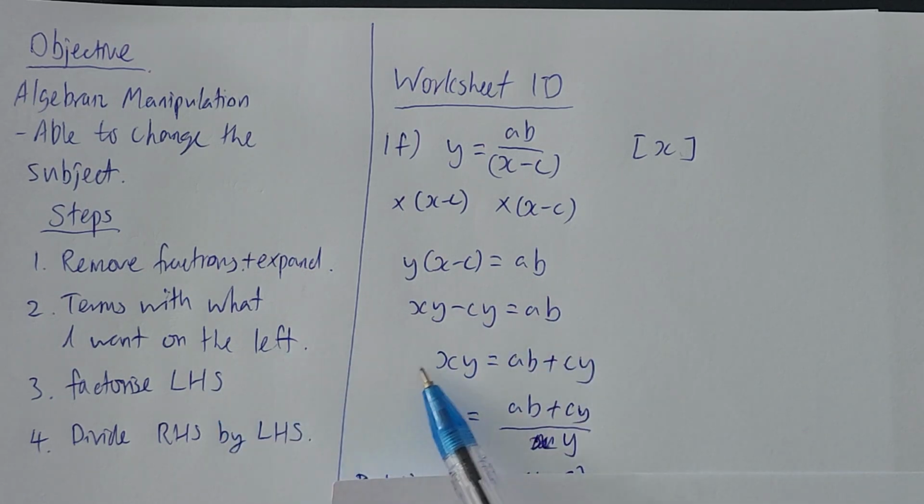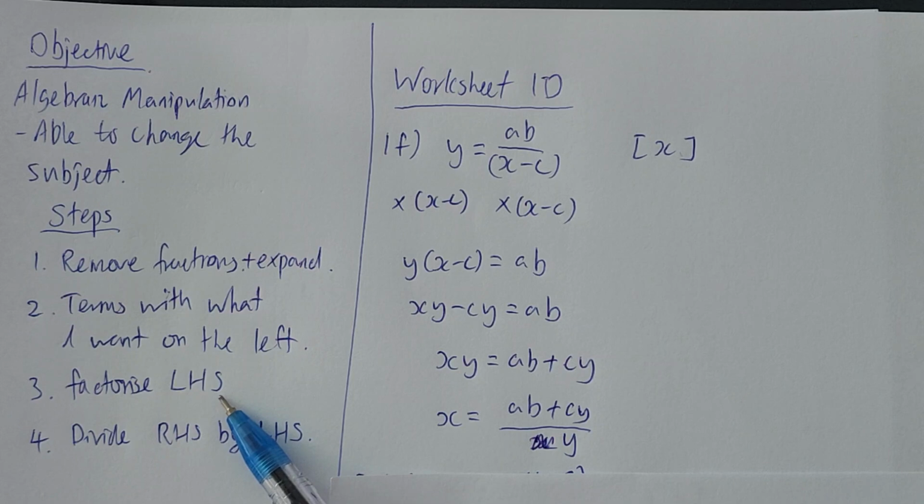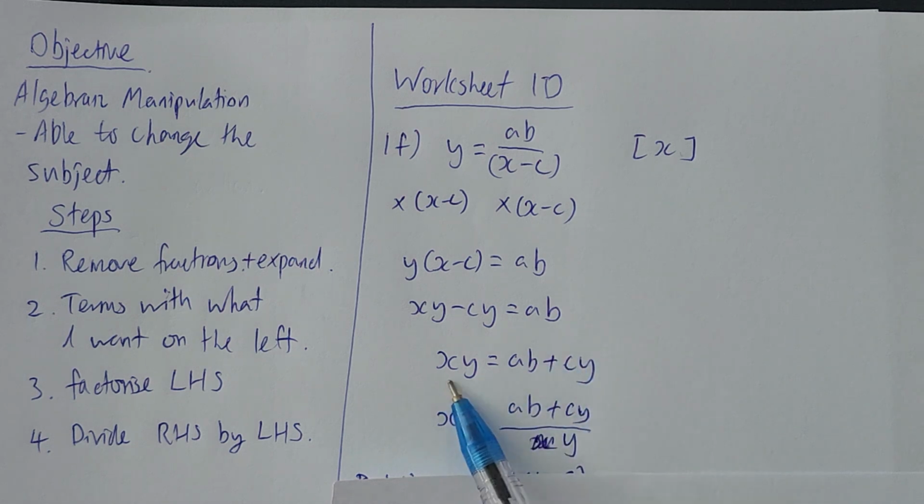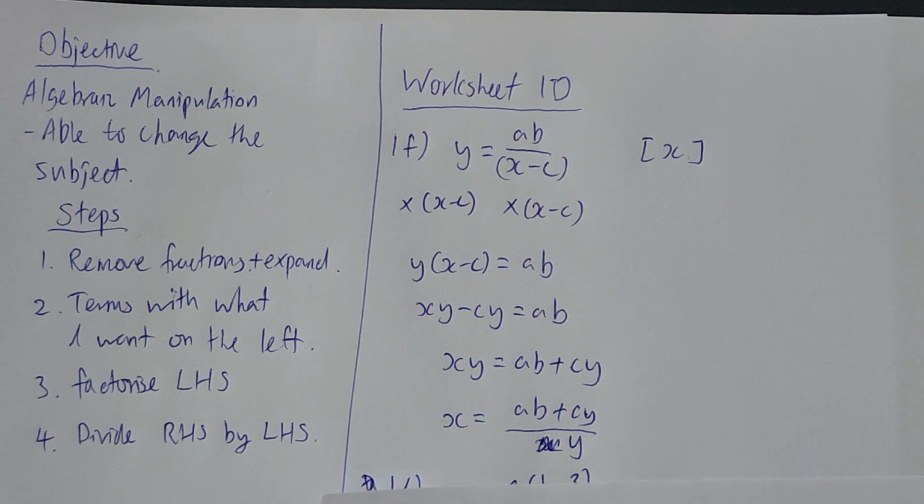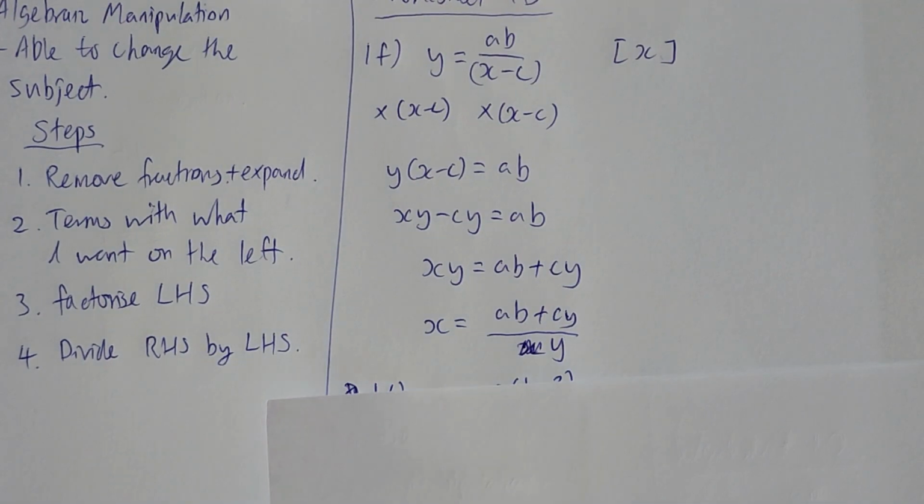After which, if my left hand side is more than one term, I need to factorize. This one we'll go through. We'll take a look at the next example. Alright. And lastly, step 4 is always the right hand side divided by the left, or the coefficient of the x. Right. Now next example on the workbook is actually on the next page.